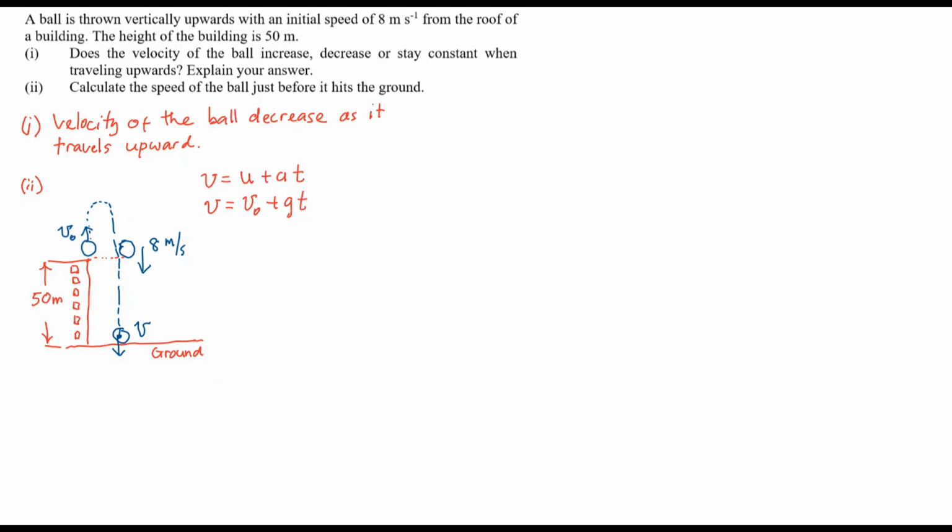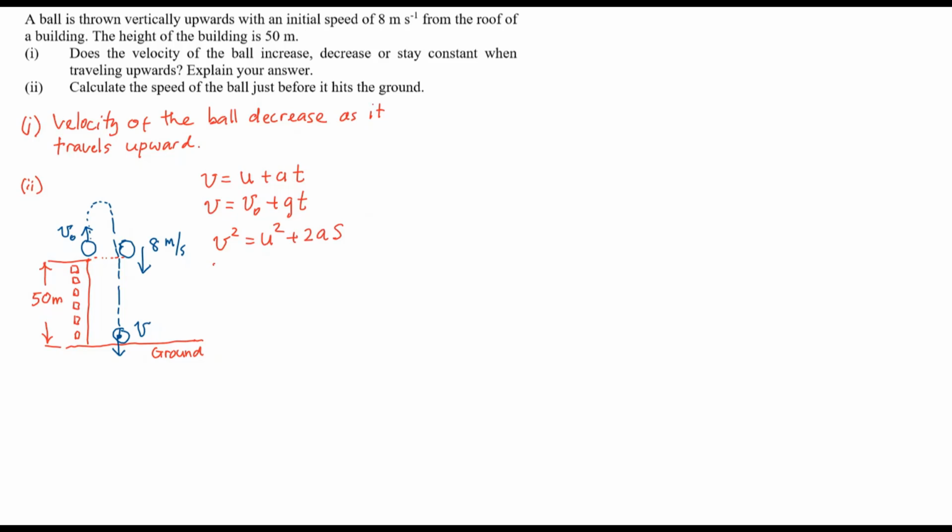Okay, but wait a minute, with this equation we do not have information about the time t. There is another equation that does not involve t, that is v squared is equal to u squared plus 2 acceleration and distance s.